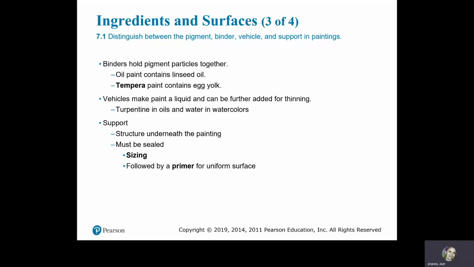Vehicles make paint a liquid and can be further added for thinning. Turpentine in oils and water in watercolors. The support is a structure underneath the painting. It must be sealed with sizing. It's followed by a primer for a uniform surface.